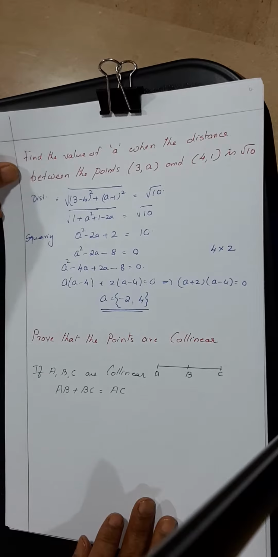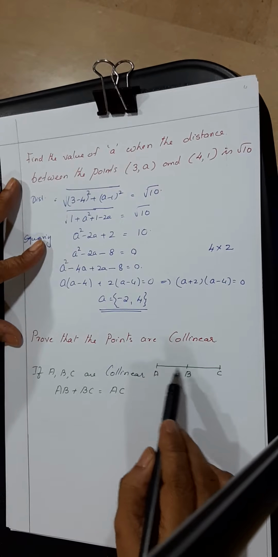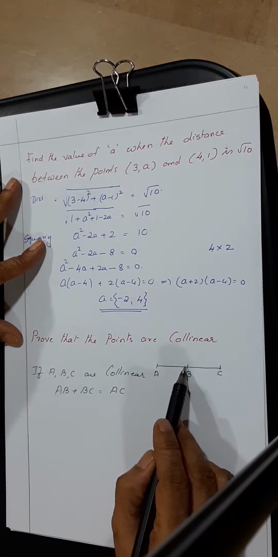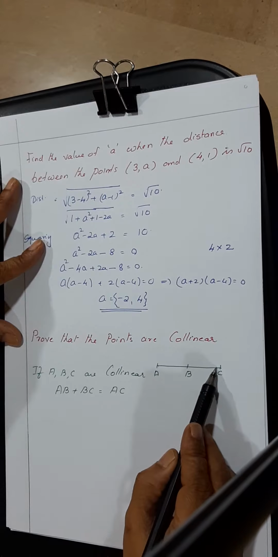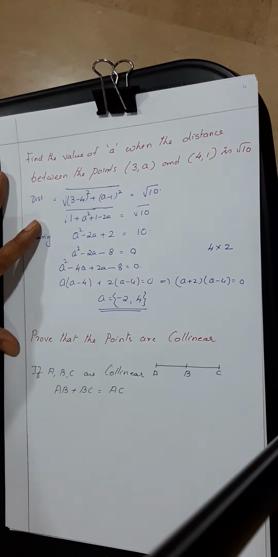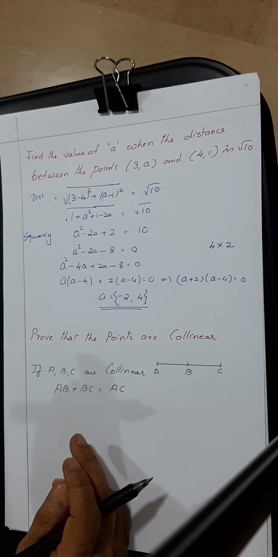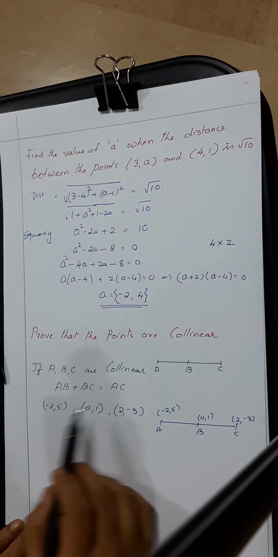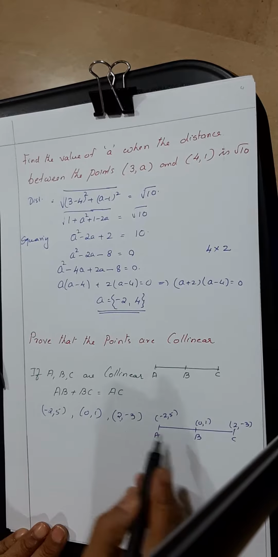Now prove that the points are collinear. So here, to prove if the points are collinear, collinear points means all the points lie on the same line. So if you are able to prove AB plus BC equal to AC, then you can say the points are collinear. So we will do some problem related to that. So here the points are given. So now we will prove it.